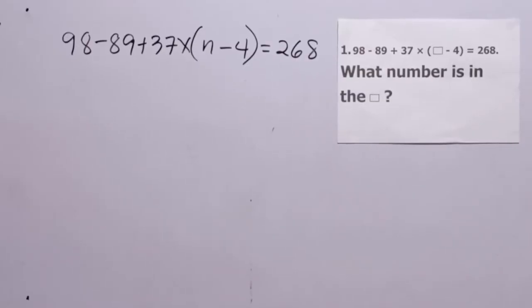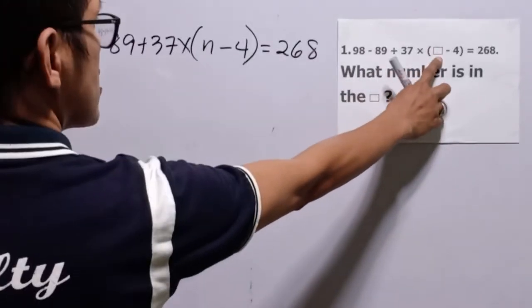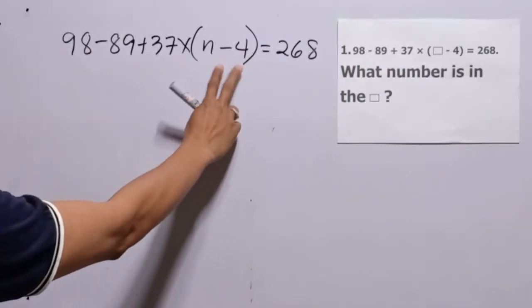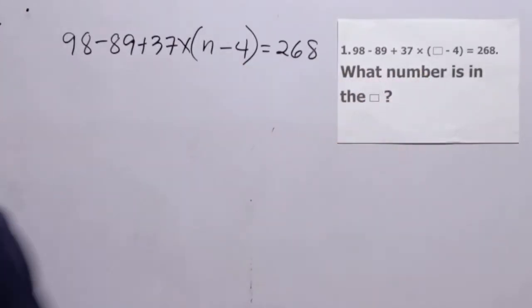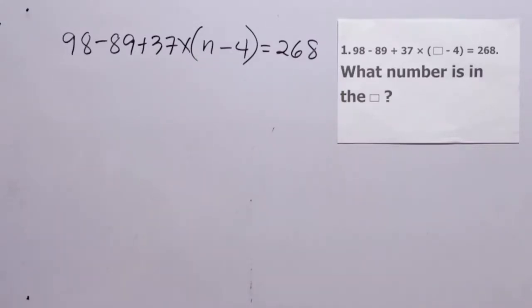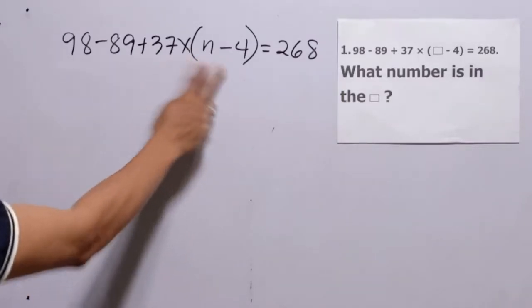Let's start solving problem number 1. You have 98 minus 89 plus 37 times the difference of, let's change this to n, and 4 is equal to 268. So how will you get the value of n? First, you have to simplify this.